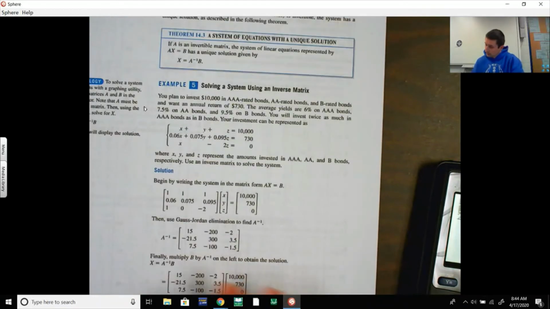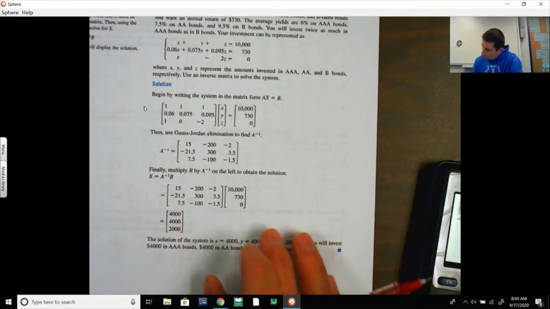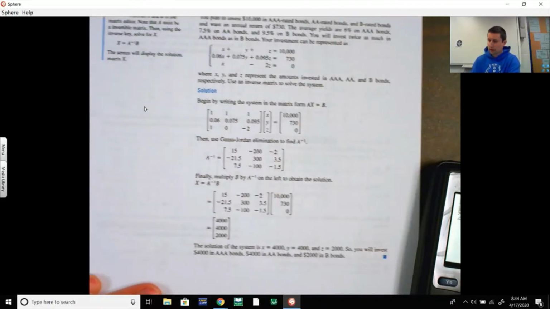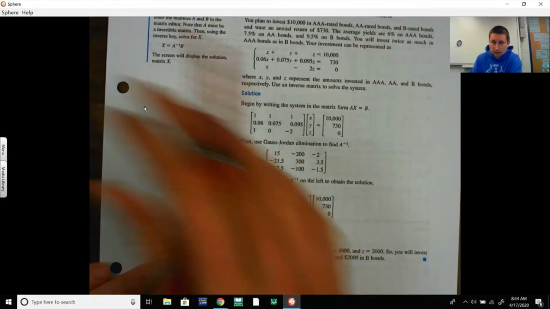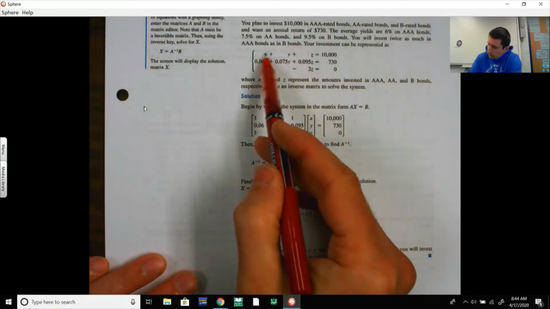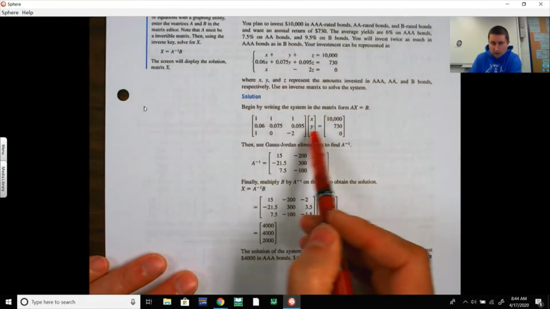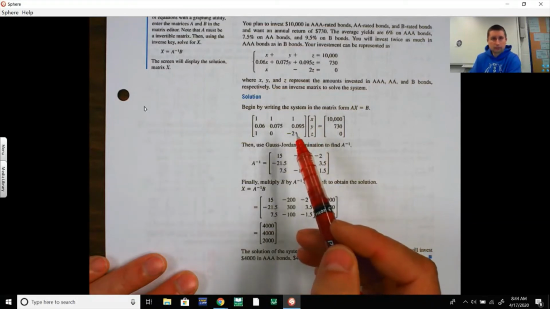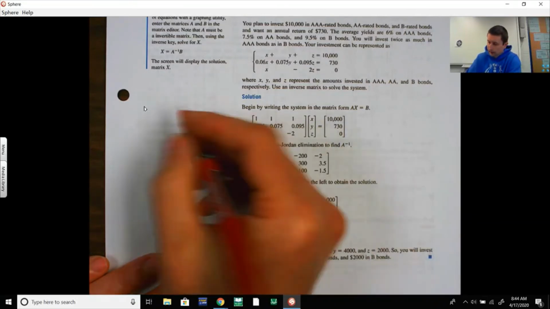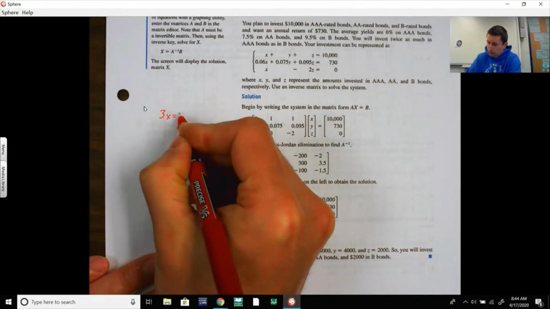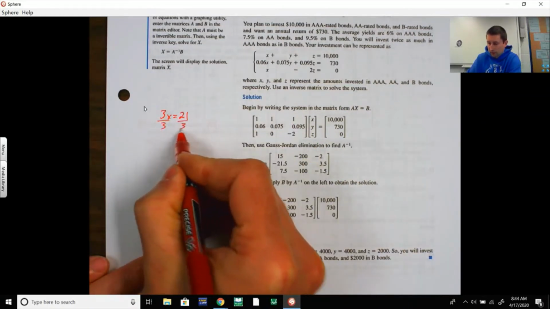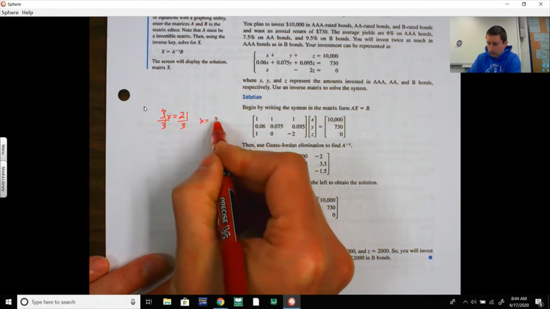Okay, systems of linear equations. So what we have here, we talked about last time writing a matrix equation from a system. Okay, so they have a system of equations here. Here's their matrix equation. Now, you can solve this using basically the same rules as if I have 3 times x equals 21. Okay, in this case, we divided by 3. Divide by 3, we get x equals 7.